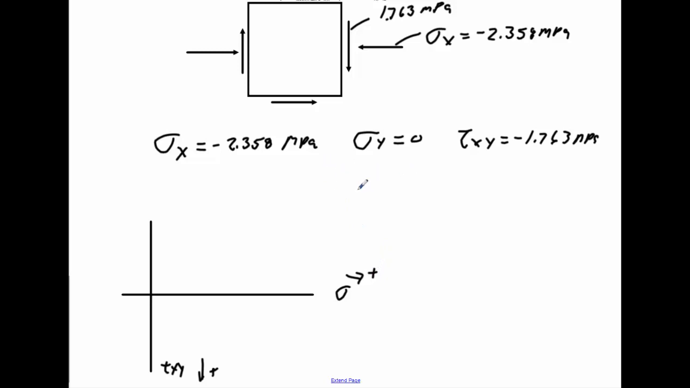Alright, so first thing to do is find the center of the circle, and remember the center of the circle is going to be normal x plus normal y divided by 2. You're just doing the average of those. So you take this plus 0 divided by 2. That gives you a value of negative 1.763 megapascals.